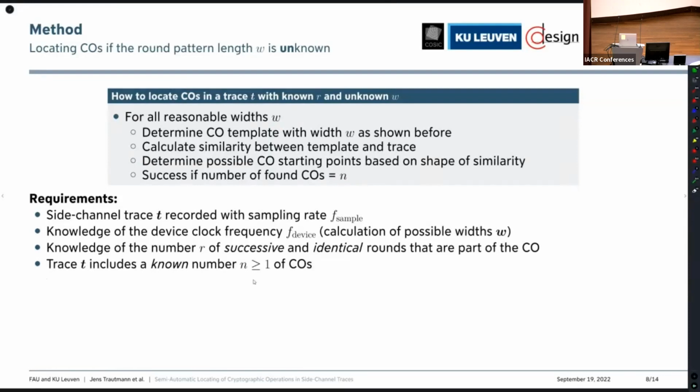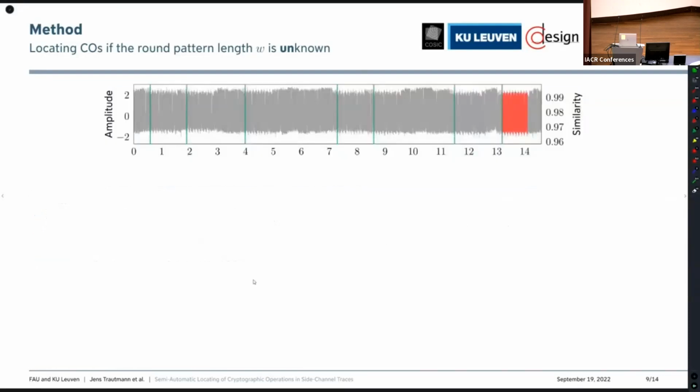So this is our new requirement if we don't know the width W. How can we find out if one starting point is actually a starting point of the CO? Here in gray we have the trace, and the green lines here are the starting points of one cryptographic operation, which is not a knowledge of the tool currently. And then we already completed the first step where we found a potential CO template.